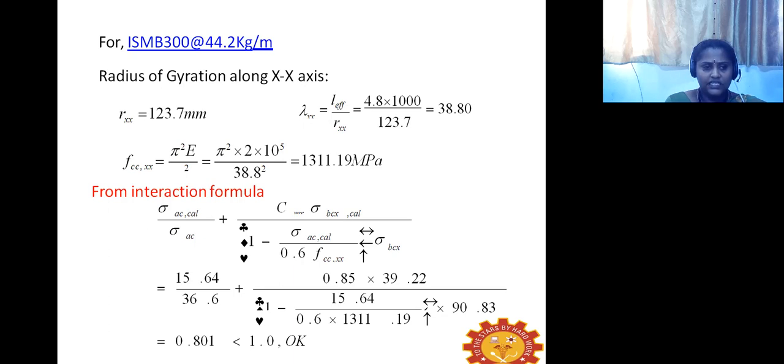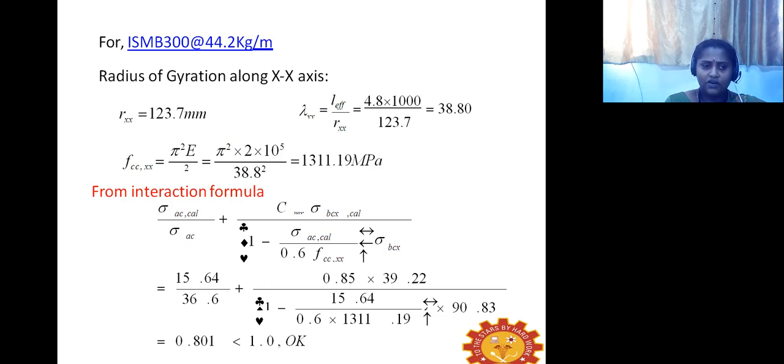So basically, design involves only 3 steps. Initially, you are going to arrive at the area required. Based on what factor you are going to arrive at the area required? Based on the assumed stress and effective length. Most important factor is the load. Based on these important 3 factors, you are going to arrive at the required area.